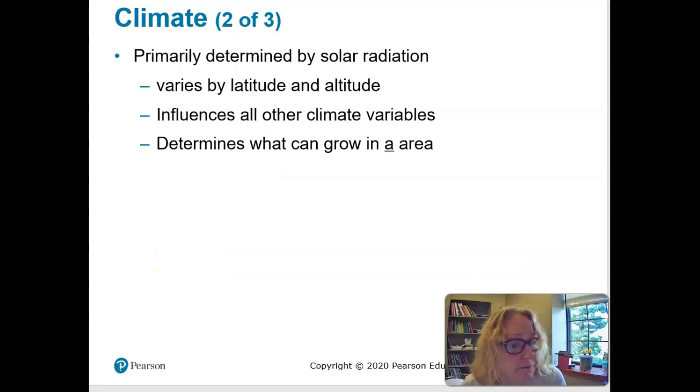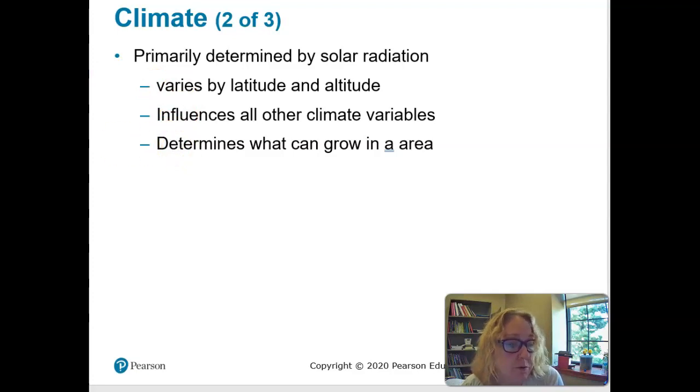Again, climate is determined more by solar radiation. So this is going to be where you are in relation to the equator, right? The equator is going to get the maximum amount of solar radiation. As it increases in latitude, you're going to get less solar radiation. It's not going to come directly at you.